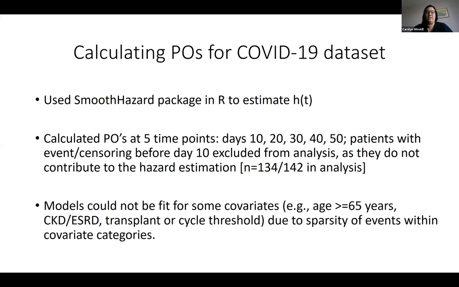So how did we apply pseudo observations to the data set? To estimate the hazard, and we're estimating the baseline hazard function, we used a package in R called smoothHazard that accounted for the interval censoring and the competing risks that we talked about before. We chose to calculate 5 pseudo observations for each person at days 10 to 50, as you see here. But because of how this calculation works, patients that had an event or censoring before the first time point that we used for our pseudo observation were excluded from the analysis, because after they have their event or are censored, they no longer contribute to the hazard estimation. So in analyzing time to negative tests, instead of 142 patients, there were 134. We found that using this process, we couldn't fit models for some of the covariates due to sparsity of events in some covariate categories.